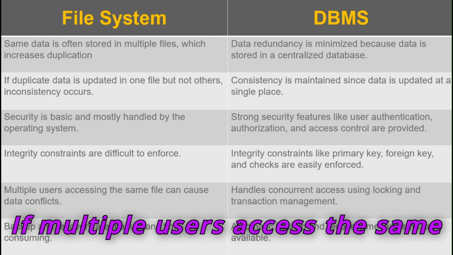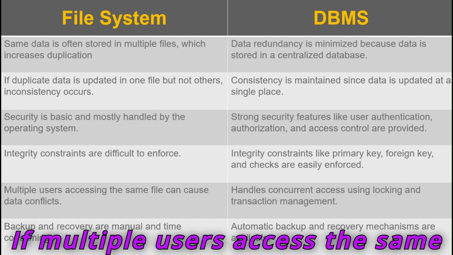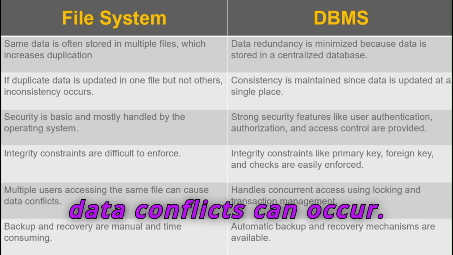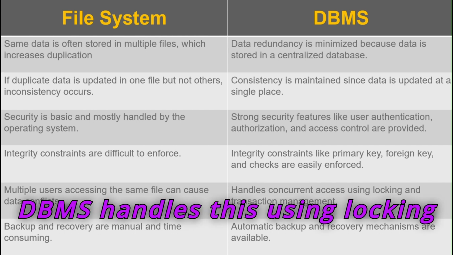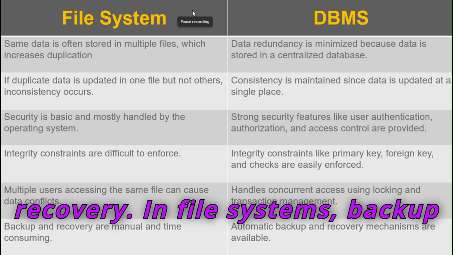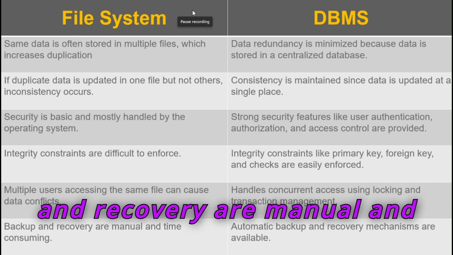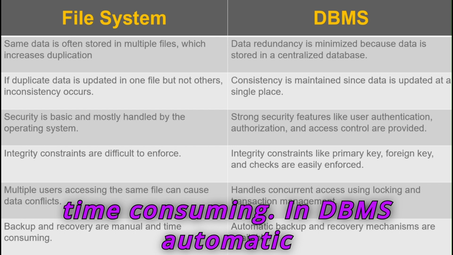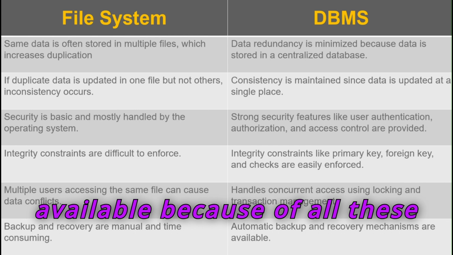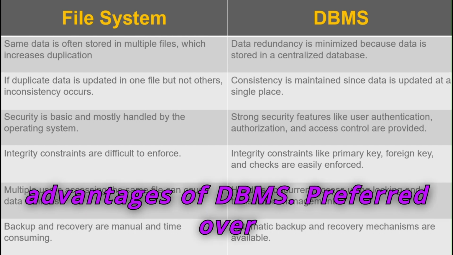Concurrent access. If multiple users access the same file system at the same time, data conflicts can occur. DBMS handles this using locking and transaction management. Backup and recovery. In file systems, backup and recovery are manual and time-consuming. In DBMS, automatic backup and recovery mechanisms are available. Because of all these advantages, DBMS is preferred over traditional file systems.